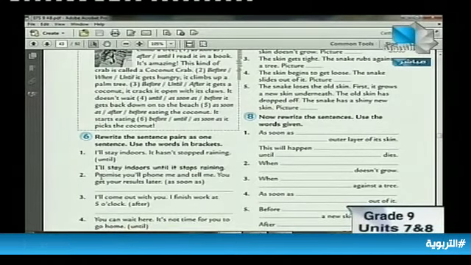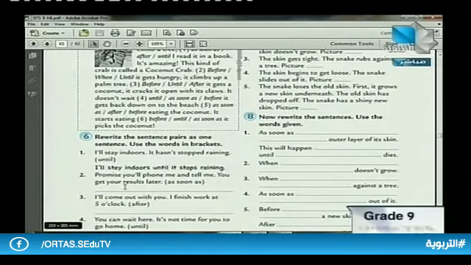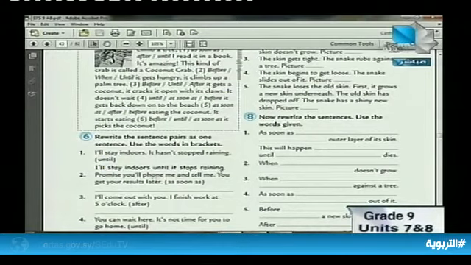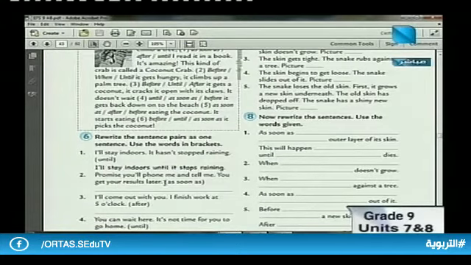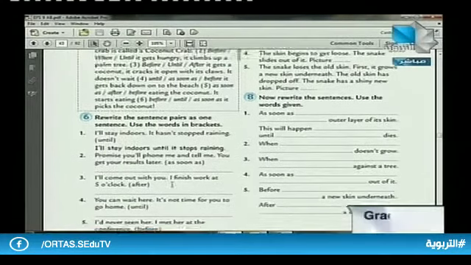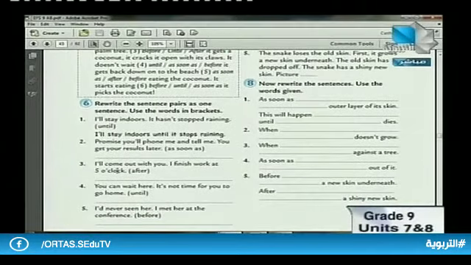Number 2. Promise you will phone me and tell me as soon as you get your results later. Good. So we have: Promise you'll phone me and tell me. The second sentence, you get your results later. So we have to use as soon as to link the two sentences. Promise you will phone me and tell me as soon as you get your results. Please call me between the two sentences. Tell me about your results.